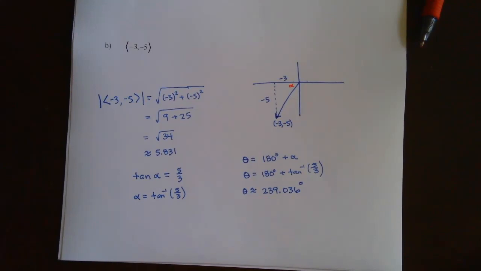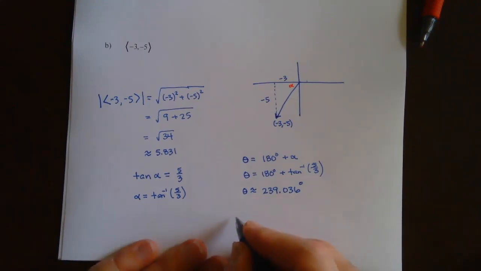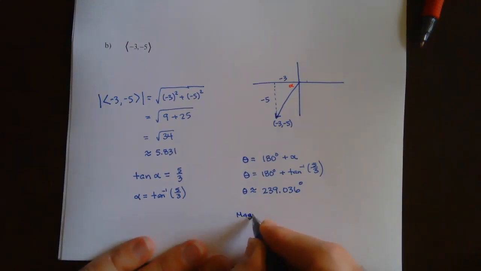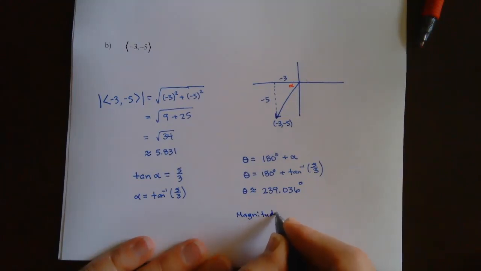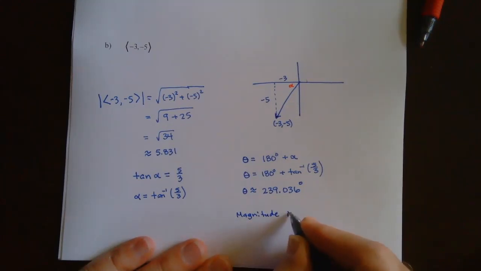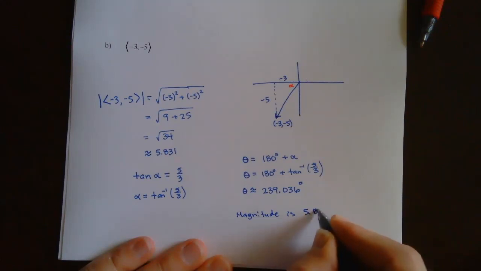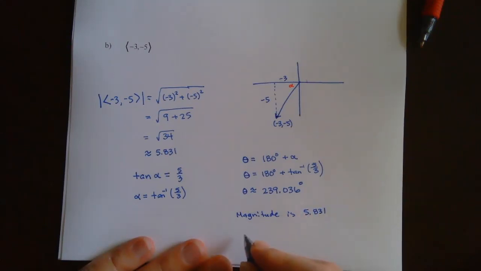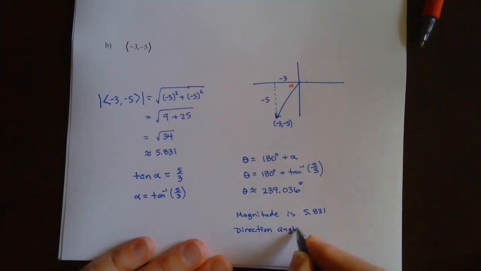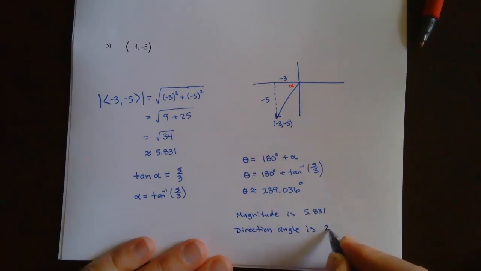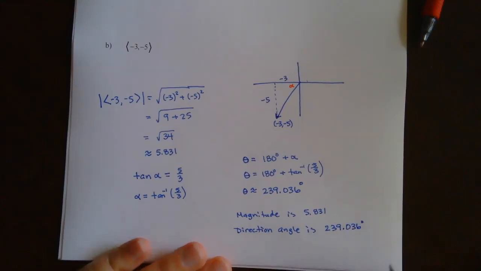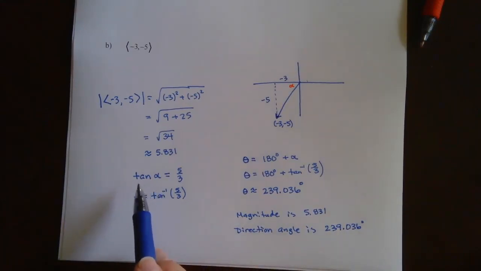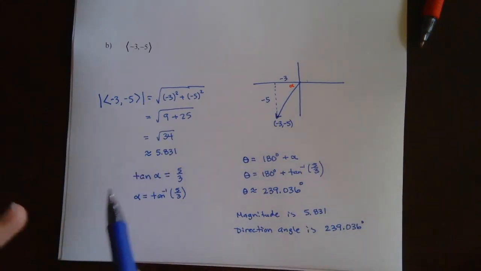All right, so they asked you for the magnitude. What's the magnitude of this vector? The magnitude is 5.831, and the direction angle is 239.036 degrees, okay?